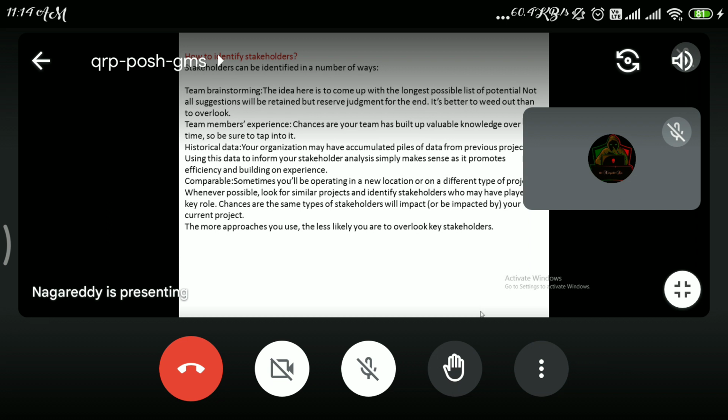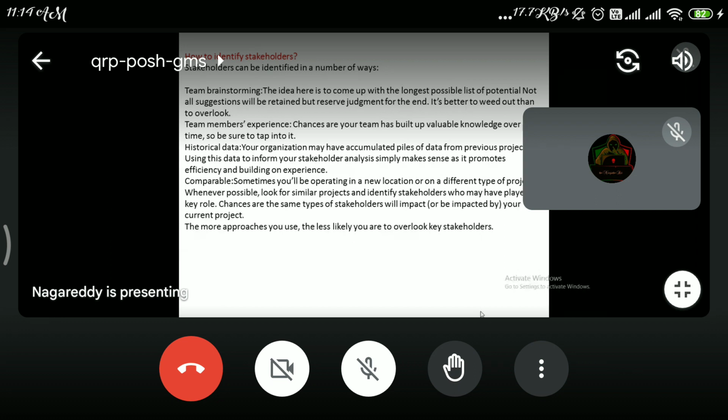For example, first one is the brainstorming session. Here, the brainstorming session aims to come up with the longest possible list of potential stakeholders. Not all the suggestions will be retained, but they deserve judgment at the end. It's better to weed out than to overlook.